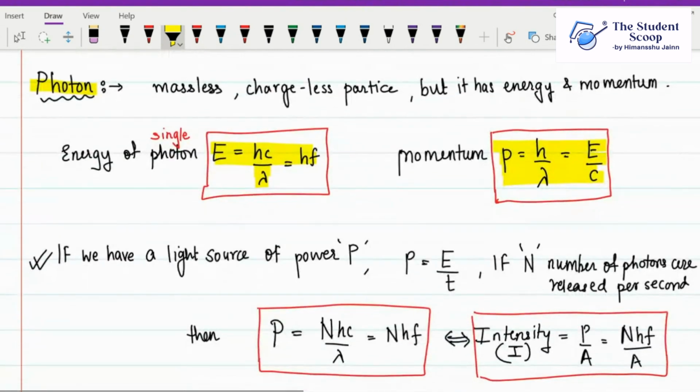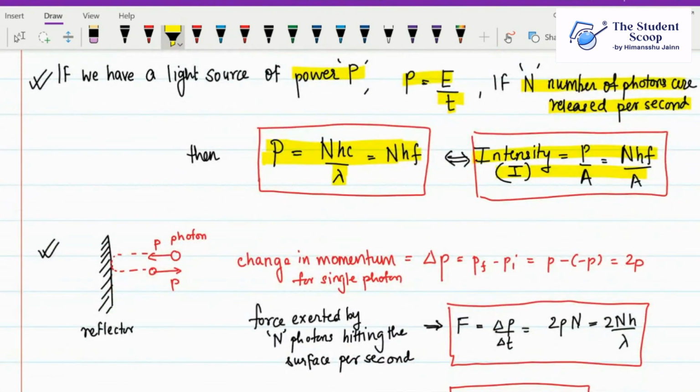Now, if we have a source of power P, power is usually given as energy over time. If there are n number of photons released per second, then the time will be 1, and each photon has an energy of hf or hc by lambda. So it will be n times hc by lambda. That's the power. Okay. We don't have any time term because capital N is the number of photons released per second. So power can be calculated using this. Similarly, intensity is power over area. So whatever power equation we have, we just have to divide it by the area.